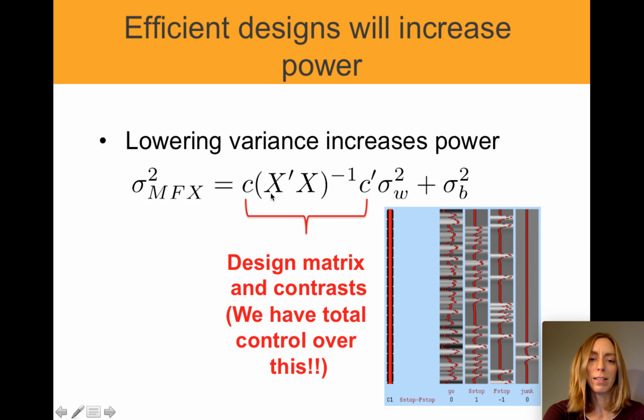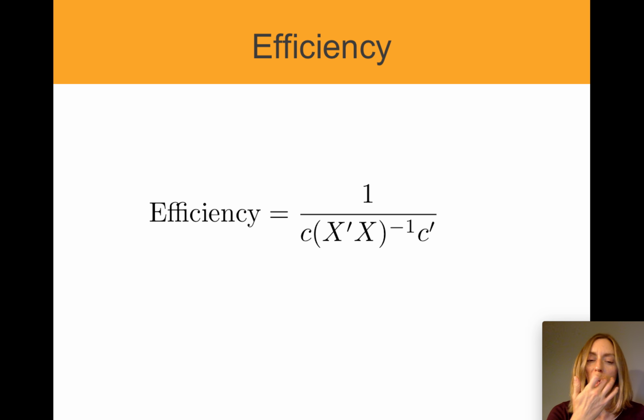The C, so that's this. The C is the thing that tests our hypothesis. So in this case, I'm interested in successful stop larger than fail stop, so my contrast is 0, 1, minus 1, 0. So this vector is C. I'll show you how to make these in a little bit in R.